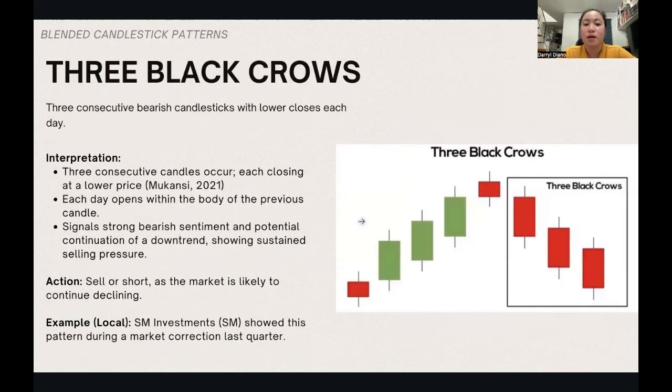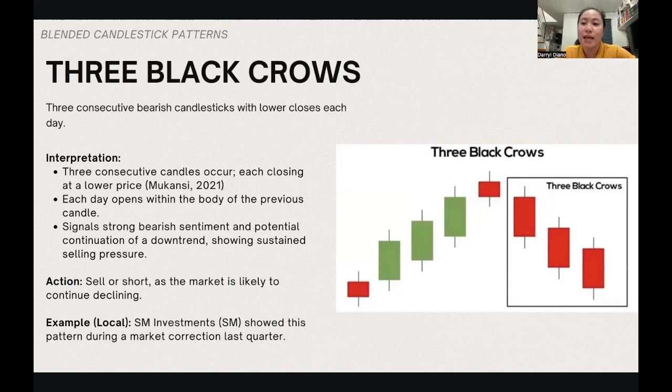Lastly, we discussed the three black crows, a strong bearish signal. When blended, this pattern appears as a single large candle representing sustained selling pressure over multiple sessions. It typically shows up at the top of an uptrend, signaling the market is likely reversing downward. Mukansi in 2021 represented these patterns as three consecutive bearish candlesticks with lower closes each day.